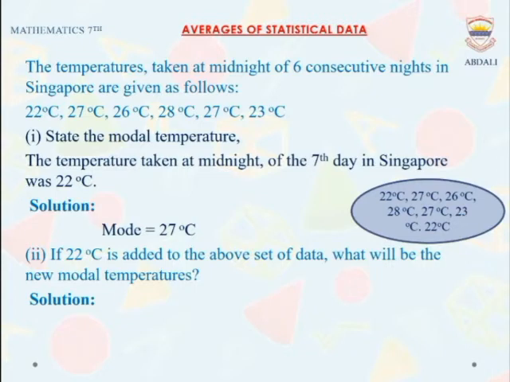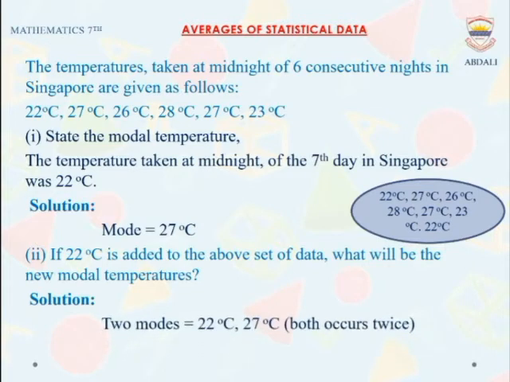So now 27 occurs 2 times and 22 also occurs 2 times, which means we have 2 modal temperatures here, which are 22 and 27, because both occur twice. That's why both are our modal temperatures. Okay, now let's move to the other question.